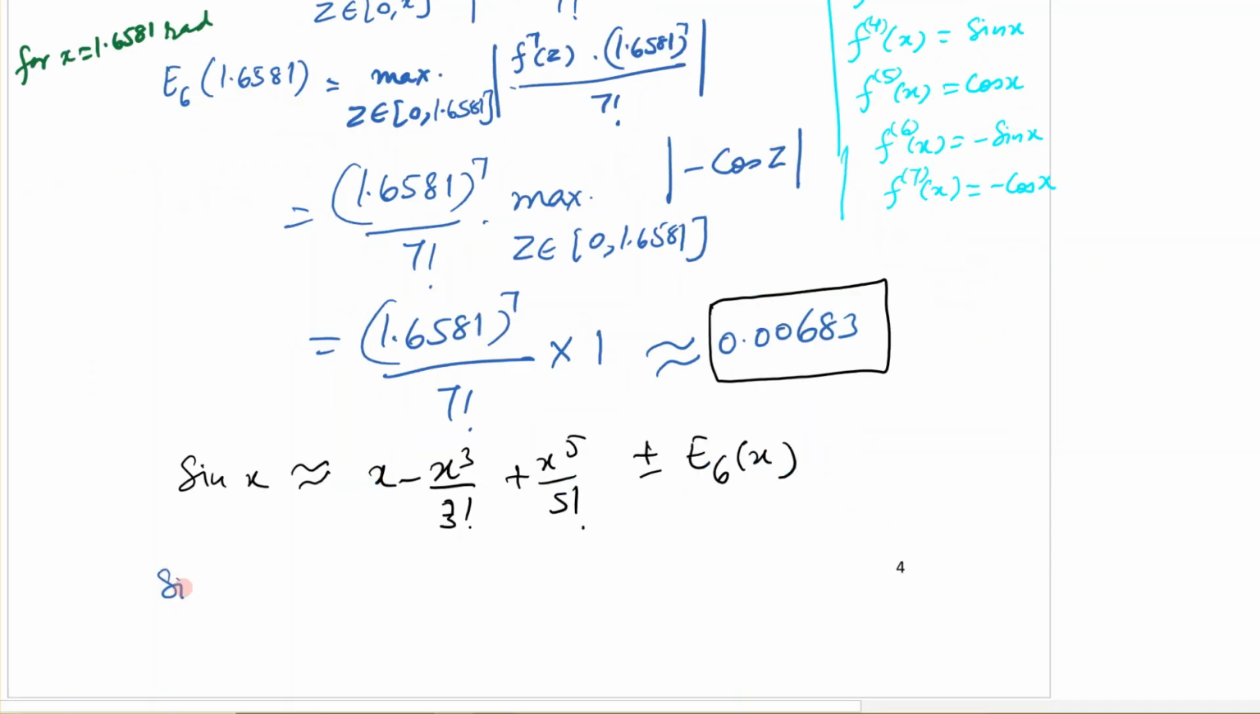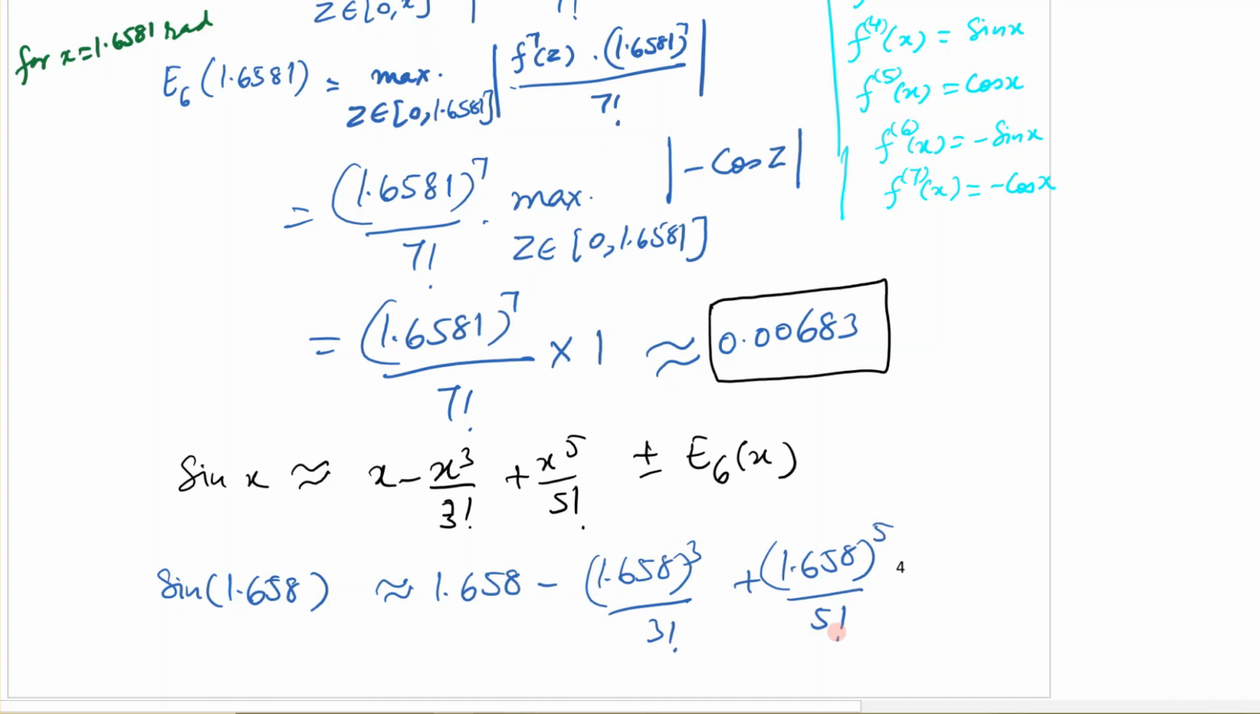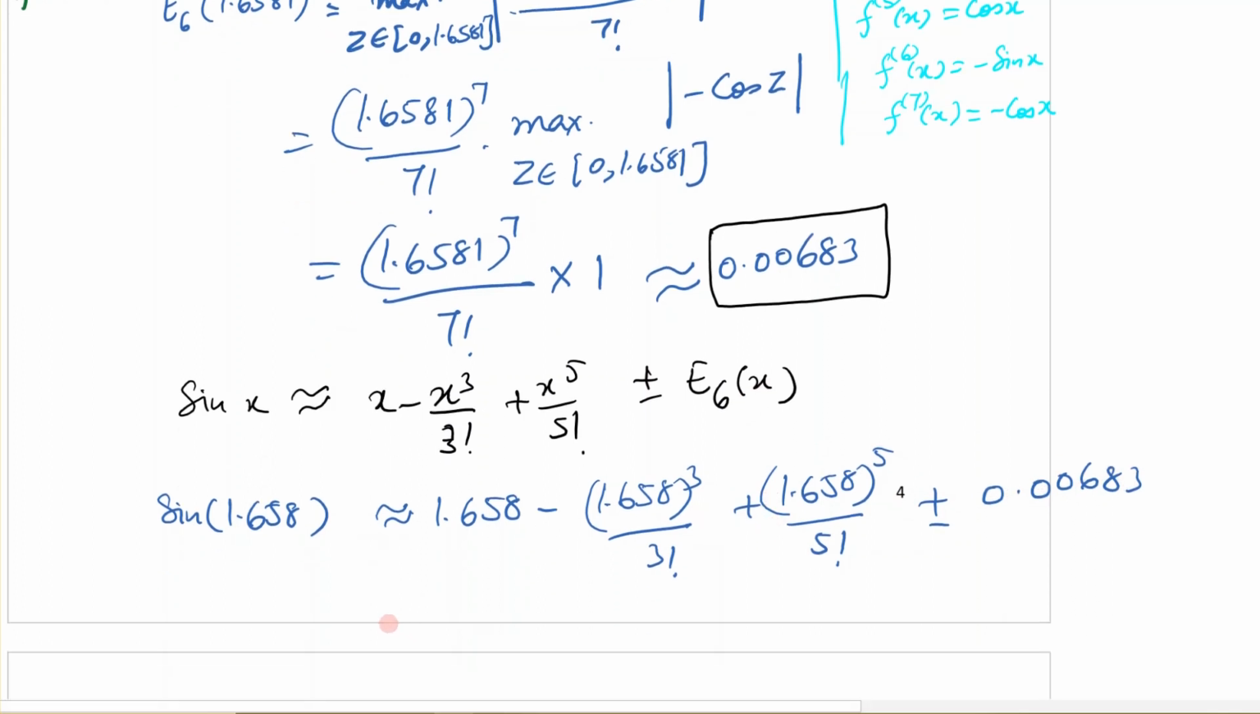So let's now use our first three non-zero terms of the sine series and see what we get. When we plug in the value 1.658, we get approximately 1.658 minus 1.658 cubed over 3 factorial plus 1.658 raised to the power 5 over 5 factorial, plus or minus E6 at 1.658, which is 0.00683. So from the first three non-zero terms we get 1.00278, plus or minus 0.00683. So this is the error that we get after using the first three non-zero terms.